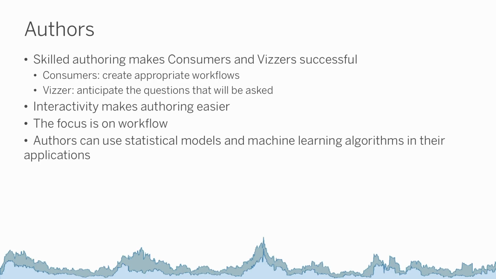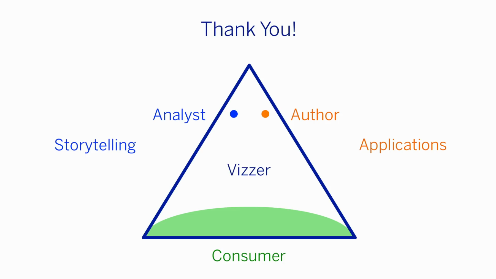Yeah, I said there'd be time for questions, and I'm at my last slide. So the 4 key roles of visual analysis are analyst, author, Vizzer, and consumer. Analysts focus a lot on explaining their findings via storytelling. Authors generate applications which have workflows for people to work through. I really appreciate your attention, and now I open the floor to questions. Thank you.